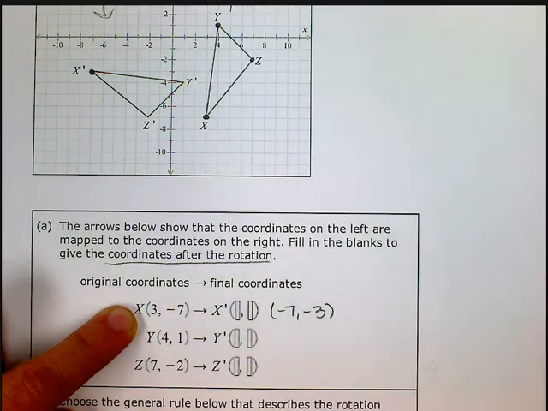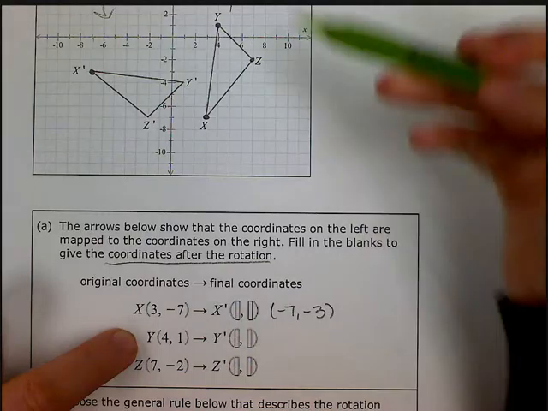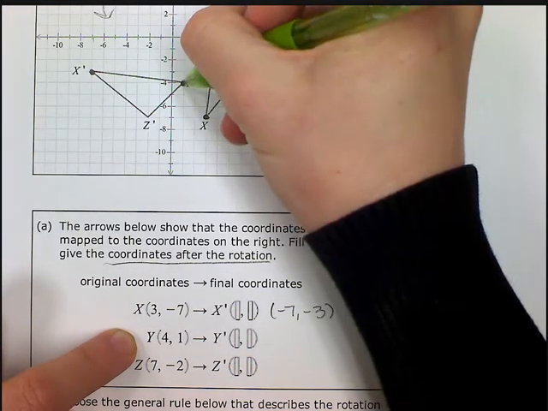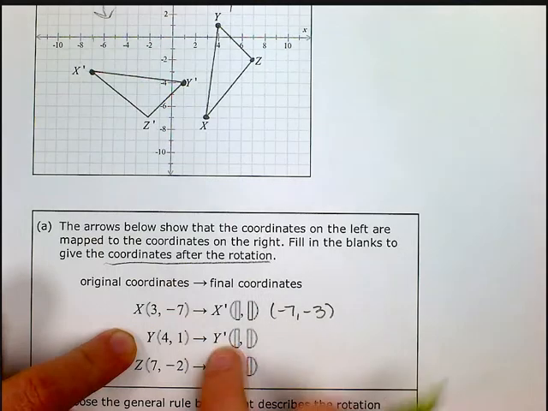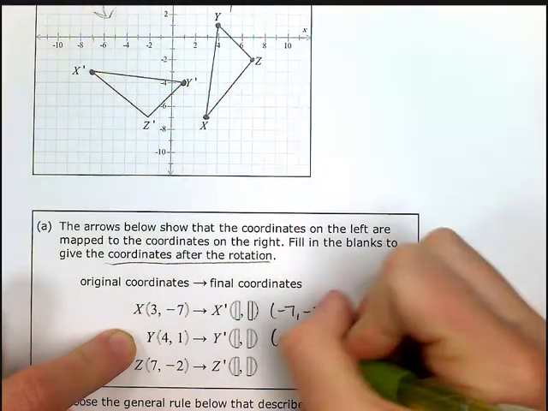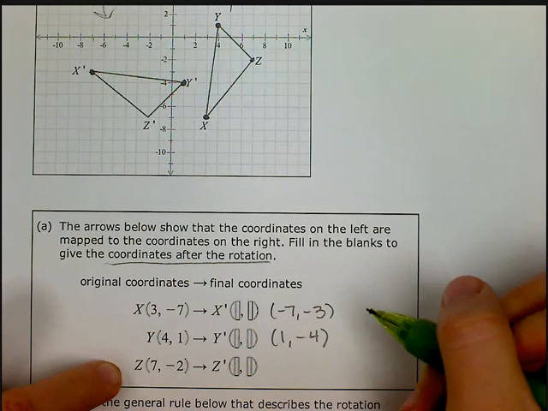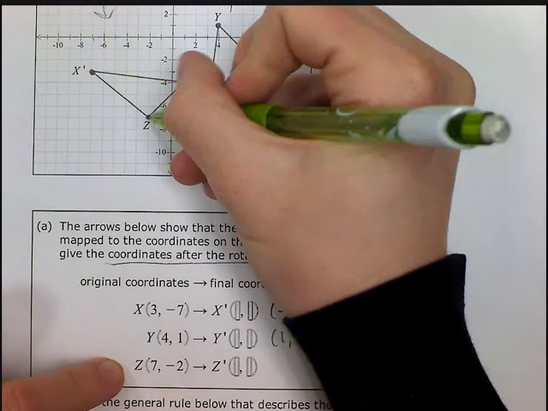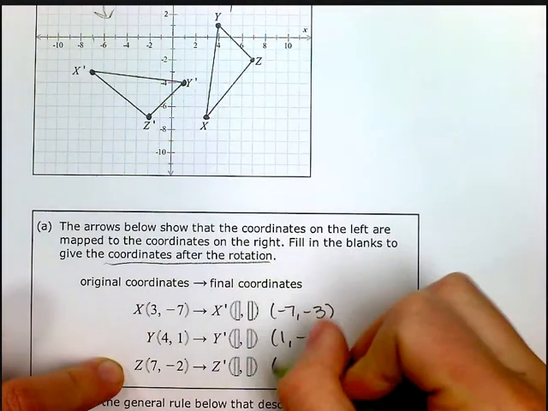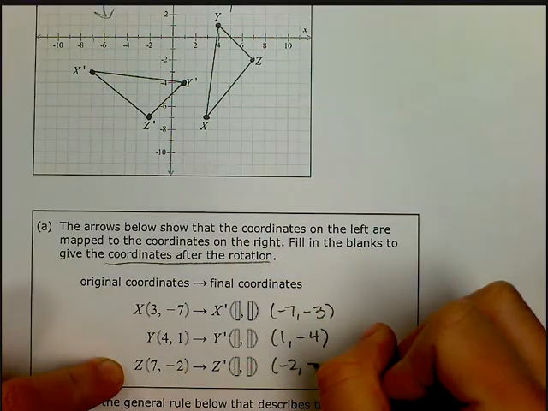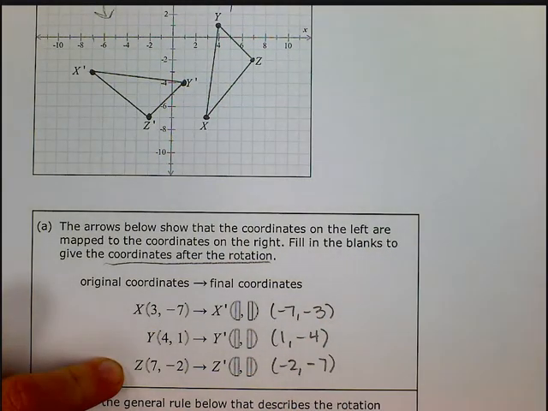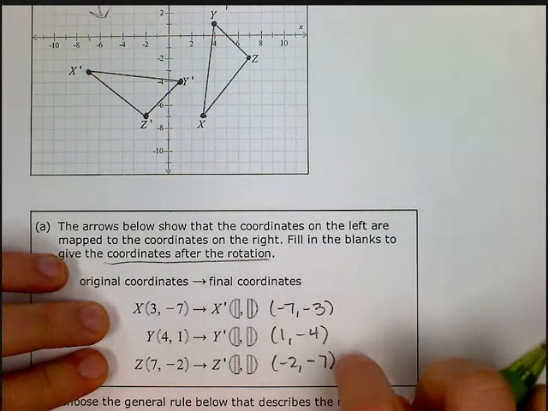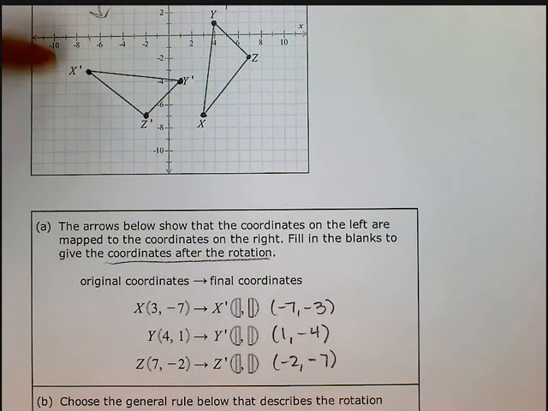Okay? Same thing for Y. Here's the 4, 1, but when I rotate it all the way around, my Y prime point is 1, -4. And my Z got rotated all the way down here to Z prime, and I got -2, -7. Okay, so that's all they're actually asking for. This one is just for you to list the new points. Okay, but here's the part that they want you to really think about.